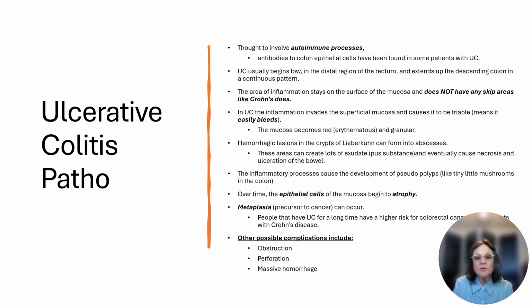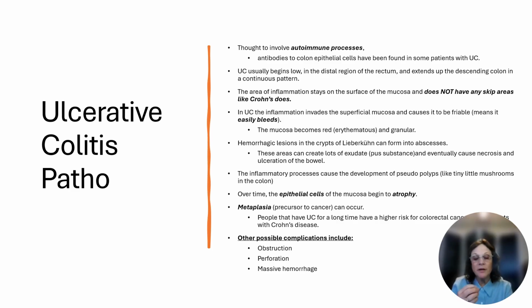So it usually starts low in the distal region of the rectum, and it starts to have this continuous area of inflammation that moves up in this continuous pattern. Again, no skip lesions. There are no areas of healthy mucosa in between the inflamed. In Crohn's, there are. In ulcerative colitis, it's just one continuous process of inflammation up the colon, from the bottom up. The invasion of the inflammation moves through the superficial mucosa and causes it to be very friable.